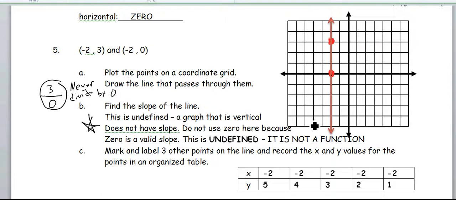Other points on the line might be here, here, here, here, here, here. Okay? Have fun.